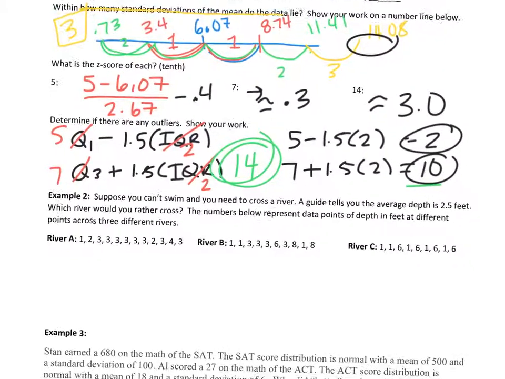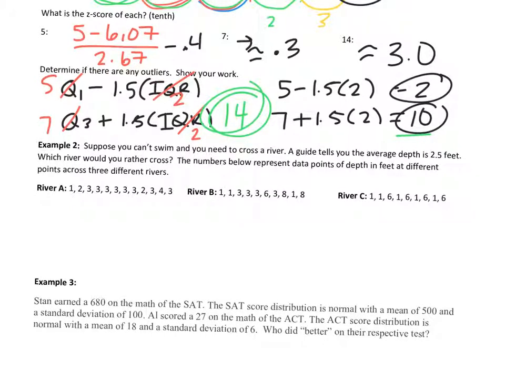Okay, example 2. Suppose you can't swim and you need to cross a river. A guide tells you the average depth is 2.5. Which river would you rather cross? The numbers below represent data points of depth in feet at different points across 3 different rivers. So which one would you rather cross? A, B, or C?